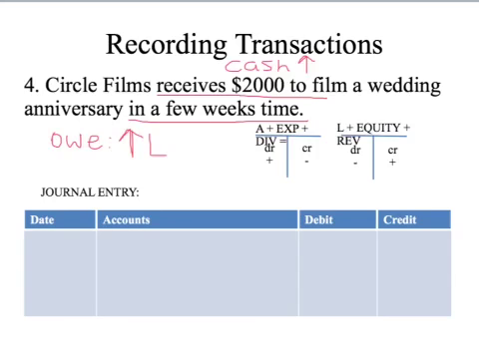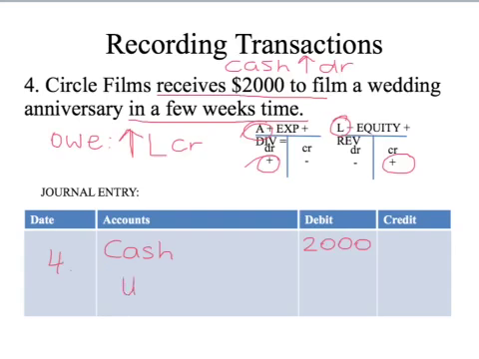So let's work out our debits and credits. Cash is an asset, increasing is a debit. Increasing a liability is always a credit. Please put the debit first. And the liability here is called unearned revenue. Unearned revenue is a liability, and it's increased when the business receives money, but they haven't given the service yet. They owe the service to the customer.